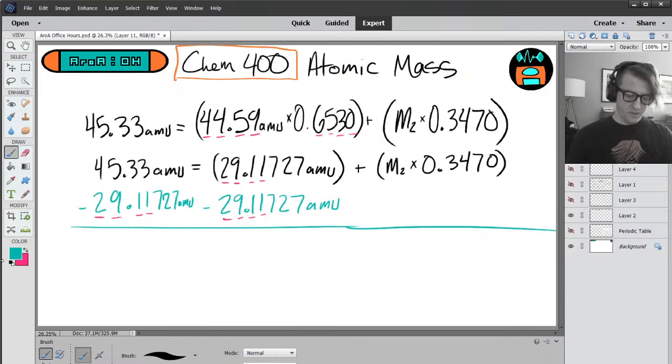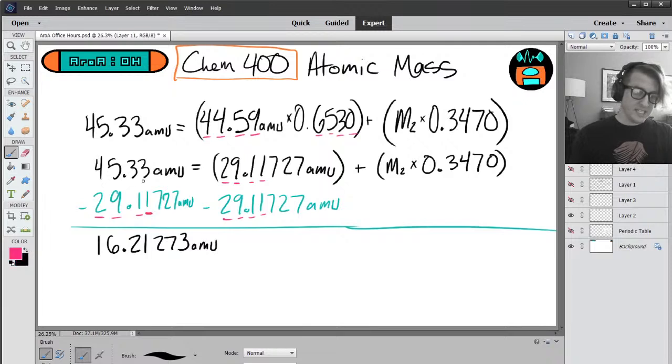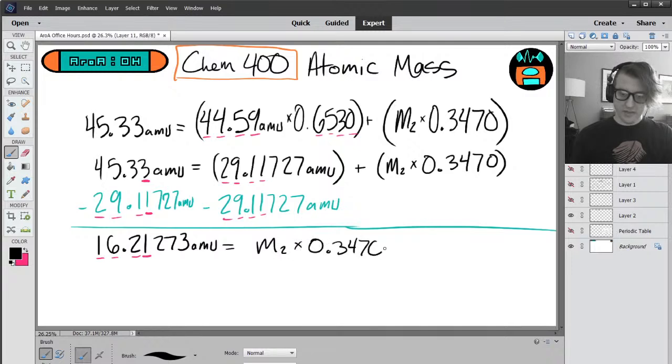We have 45.33 minus 29.11727. My calculator tells me that my answer is 16.21273 AMU. One of the things you'll notice about this subtraction is both of these numbers have their last significant digit in the second decimal place, so my answer must have its last significant digit in the second decimal place. So this number still has 4 sig figs. And this equals the mass of our second isotope times 0.3470.